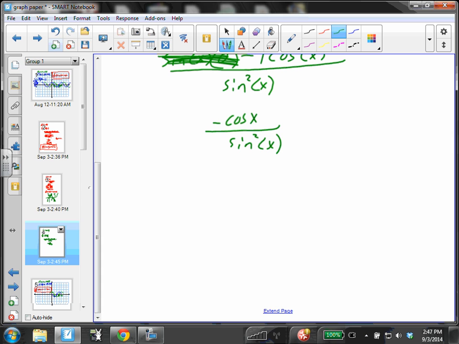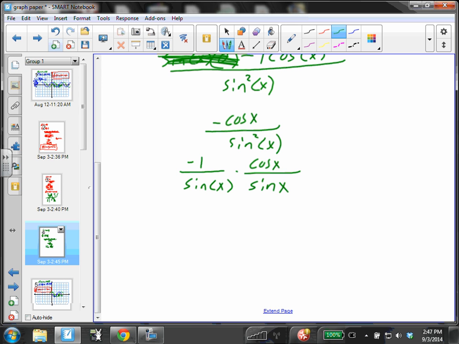And I'm going to do the exact same thing I did last time. I'm going to break this into two fractions that are being multiplied together. And the first one, I'm going to use a negative 1 over sine x. And the second one, I'm going to use cosine x over sine x. Right? So if I multiplied them straight across, top times top would give me negative cosine, and bottom times bottom would give me sine squared, right? So I'm just kind of breaking this thing up.